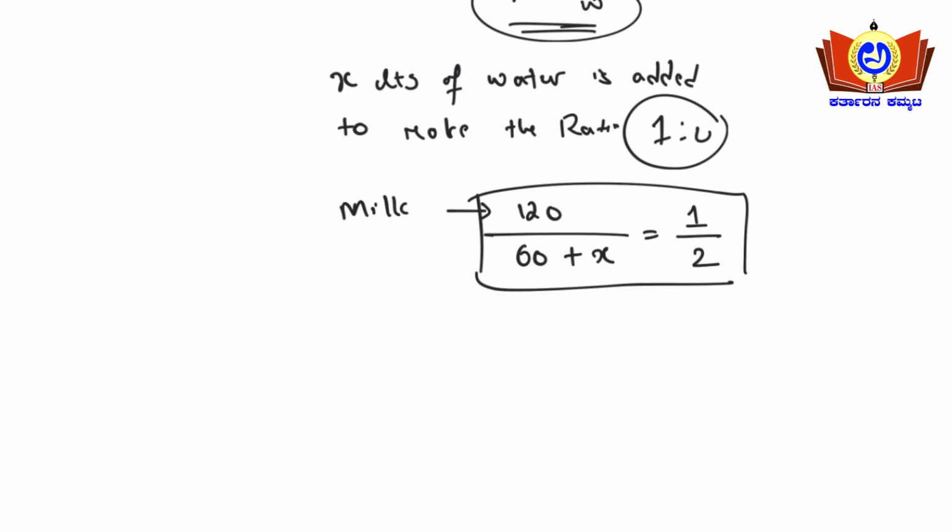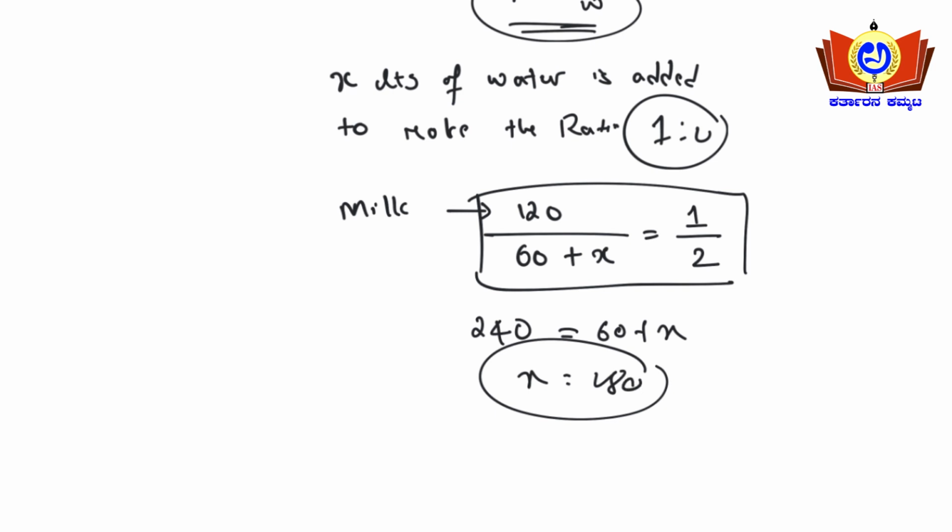120 into 2 is 240, so 60 plus x equals 240, so x will be 180. So 180 liters of water must be added to make the ratio 1:2. That is the simple answer, guys. Okay, moving on to the next question.